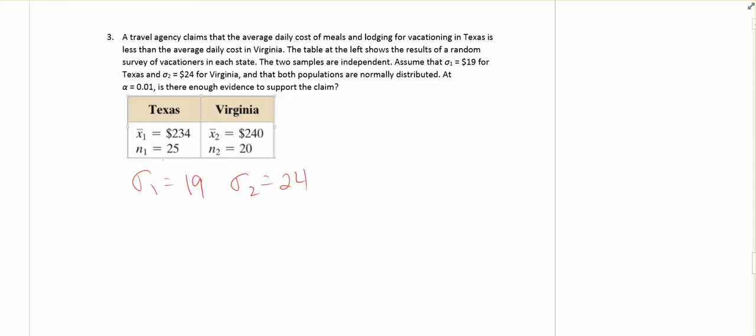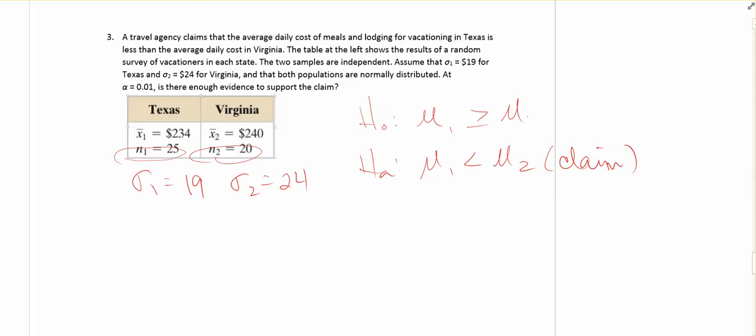Since it's normal distribution, the size of n doesn't matter, and our H0 and Ha are based on the prompt. So a travel agent claims that the average daily cost of meals and lodging in Texas is less than in Virginia. Texas is population 1, and it's less than population 2. So then our Ha is the claim, and our H0 will be the complement, so greater than or equal to.